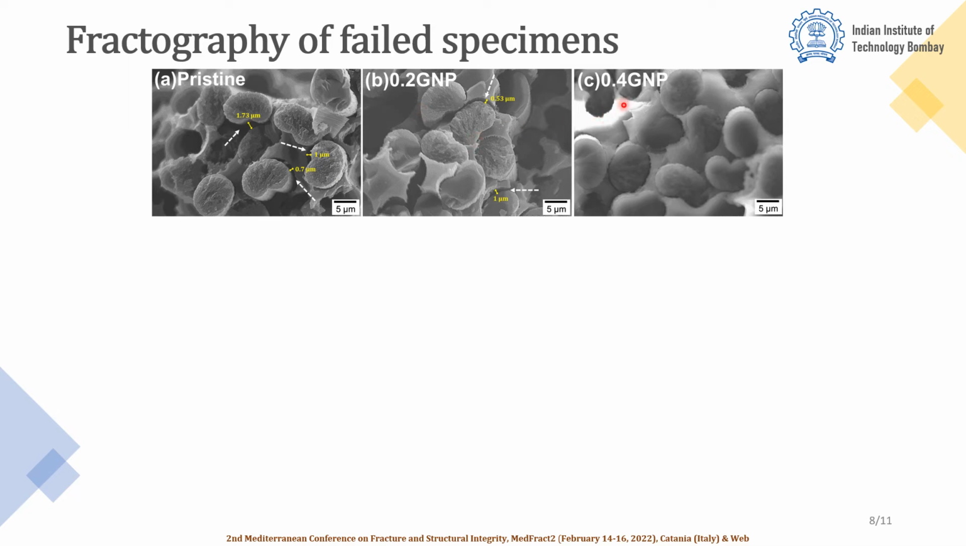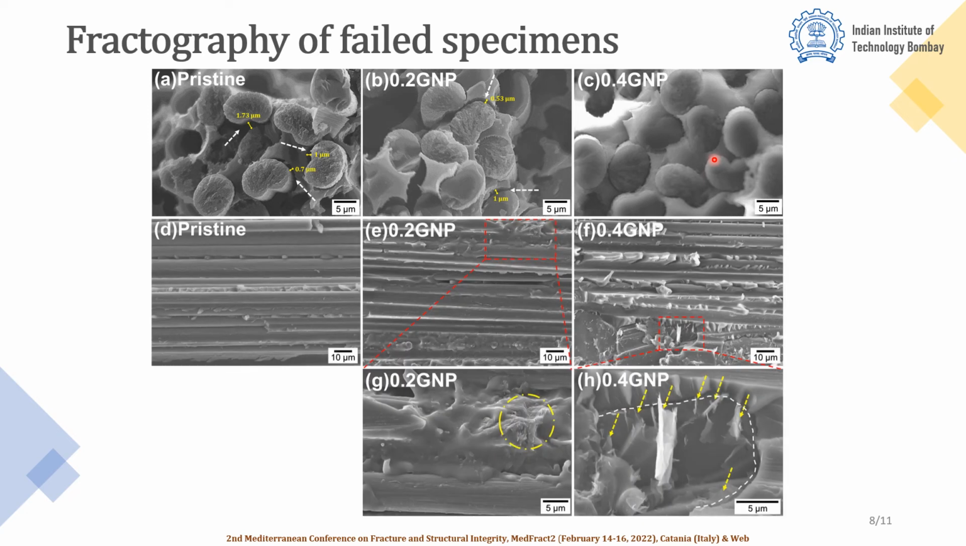However, in the 0.4 GNP laminate, there is a closely packed fiber-epoxy fracture surface and the debonding gaps are fairly negligible compared to the former laminates. The observation made in the 0.4 GNP laminate in figure C is in agreement with the strong interfacial adhesion between the carbon fiber and the epoxy.